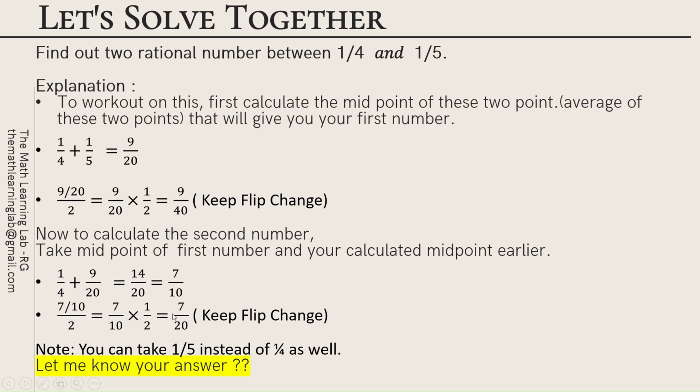So I try to figure out one more number. 1/4 plus 9/20 is equal to, I have to make the same base, 5/20 plus 9/20, which is equal to 14/20. Reduce it to the lowest form, which is 7/10. So it's another number I have. Keep on doing this and you will have various numbers.